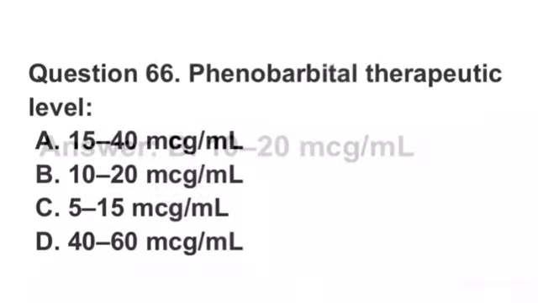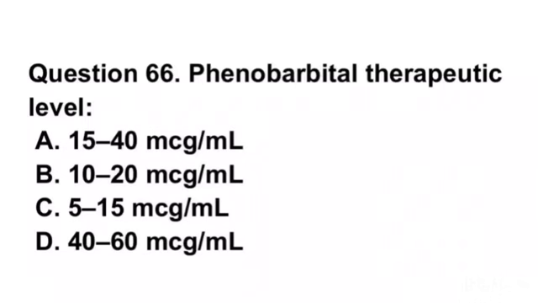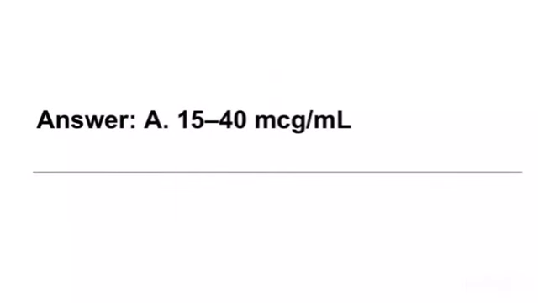Question 66. Phenobarbital therapeutic level. A. 15 to 40 micrograms per milliliter. B. 10 to 20 micrograms per milliliter. C. 5 to 15 micrograms per milliliter. D. 40 to 60 micrograms per milliliter. Answer: 15 to 40 micrograms per milliliter.